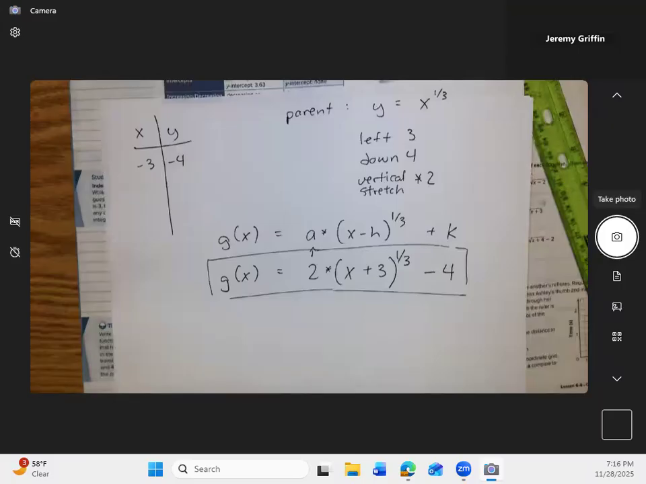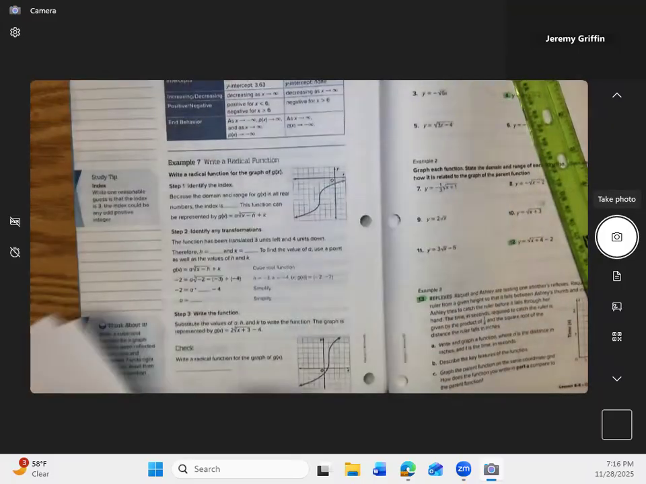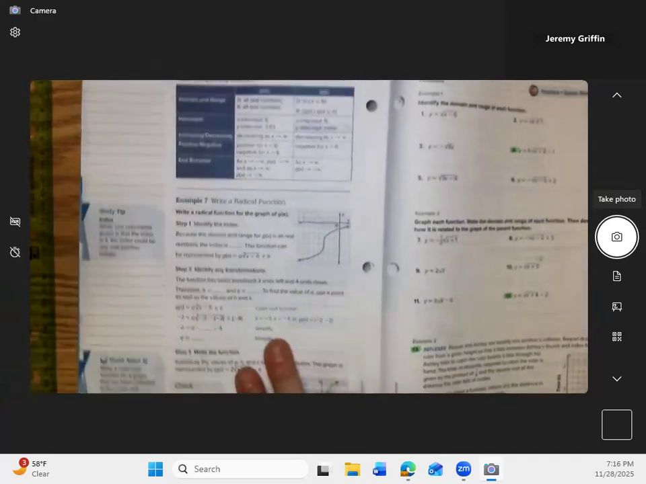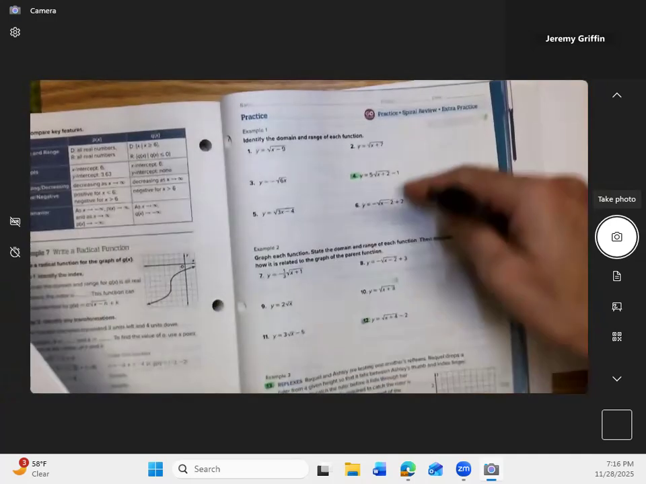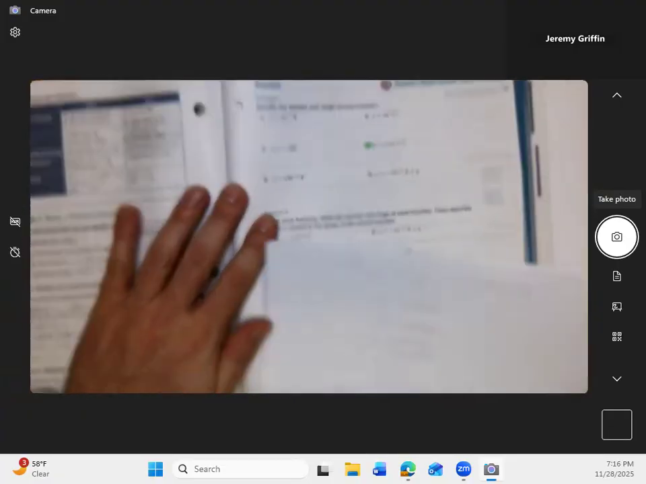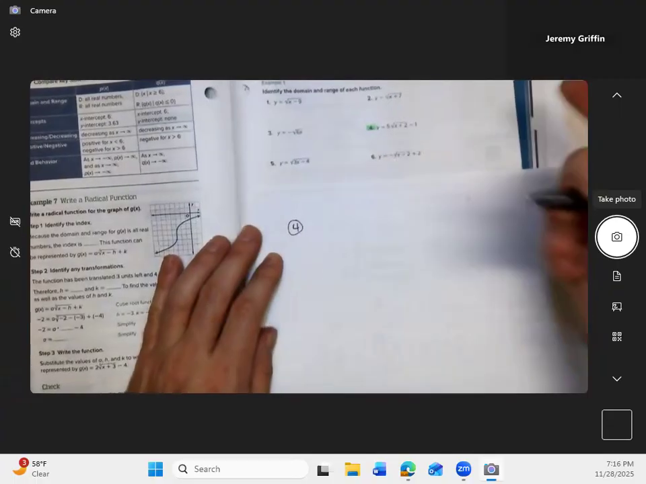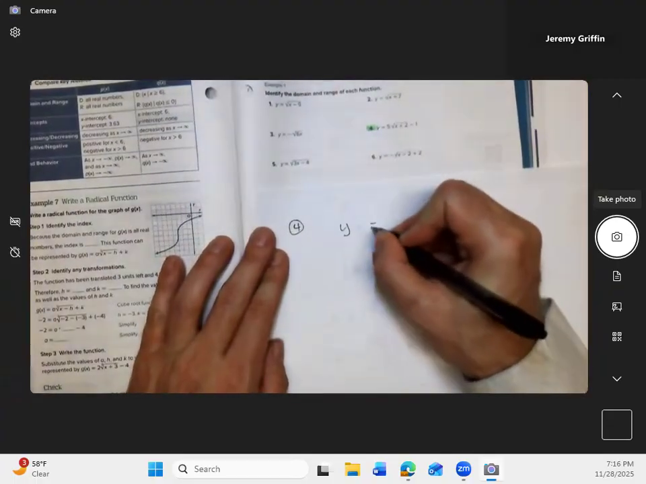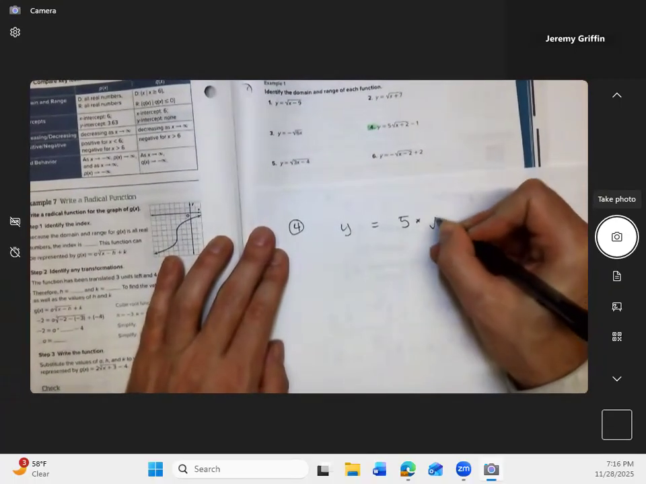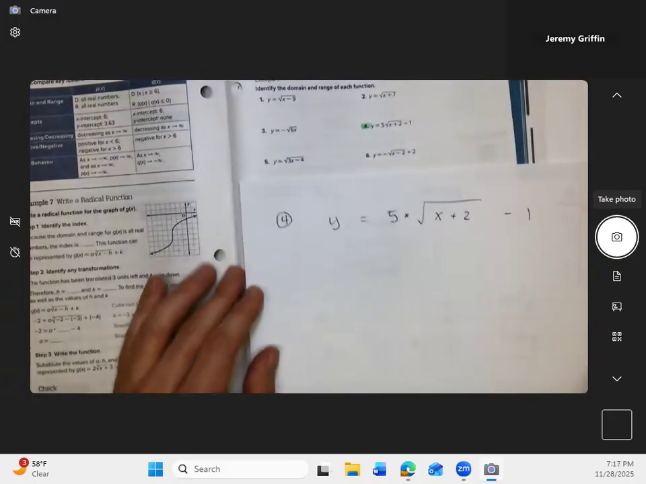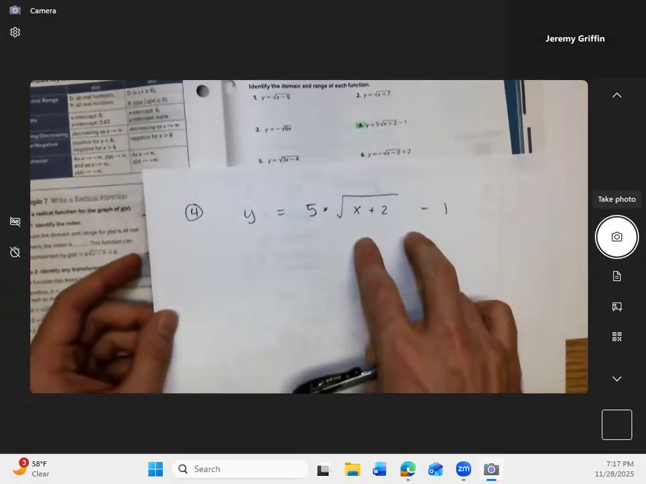Now let's jump into these book puzzles then. Book puzzle time. So number 4. In this first section, they just want you to identify domain and range. I was looking at the other puzzles too, and there were quite a few of those. So y equals 5 times the root of x plus 2, and then minus 1.